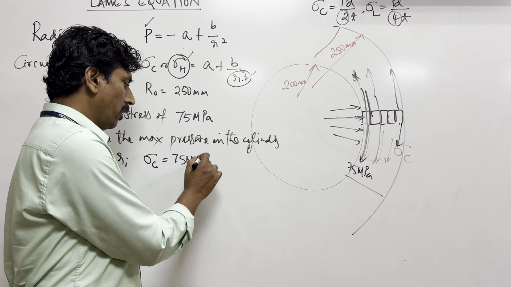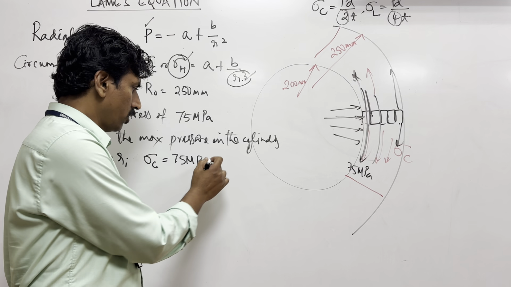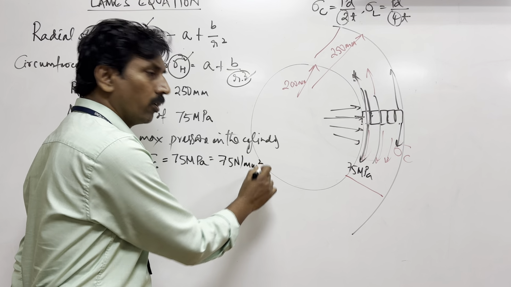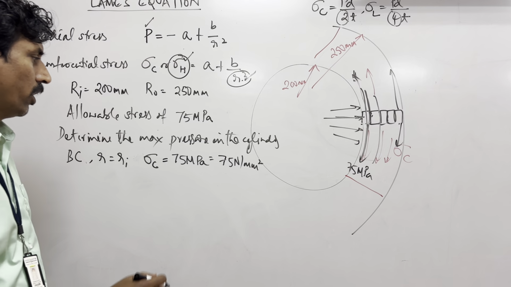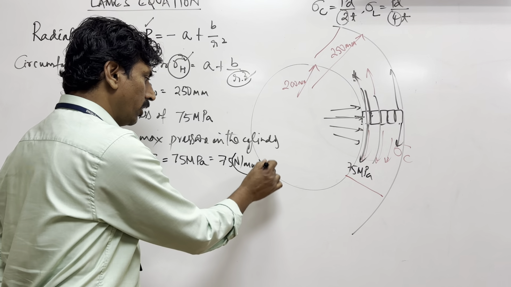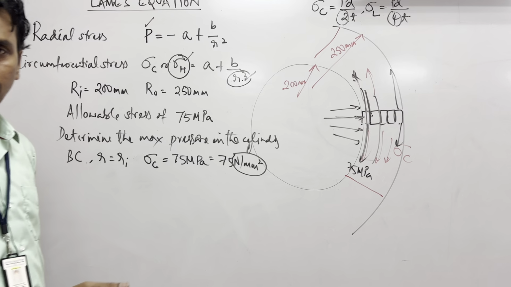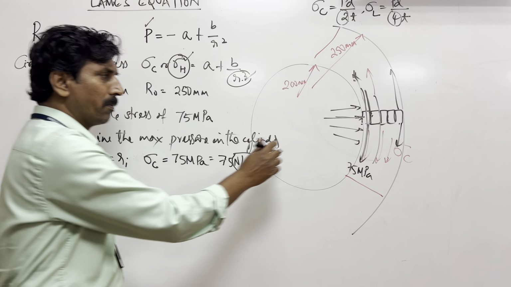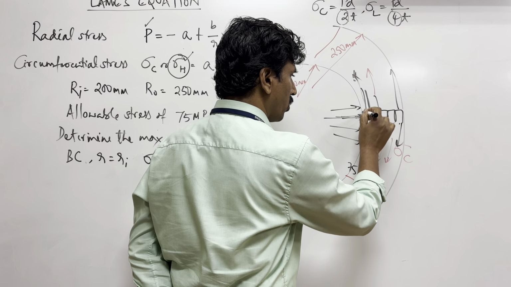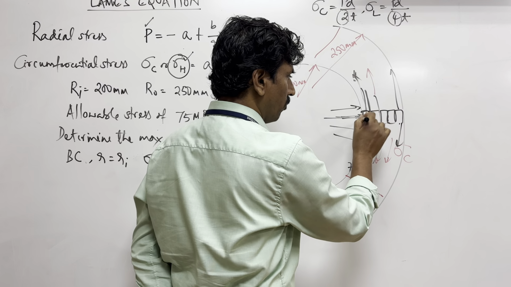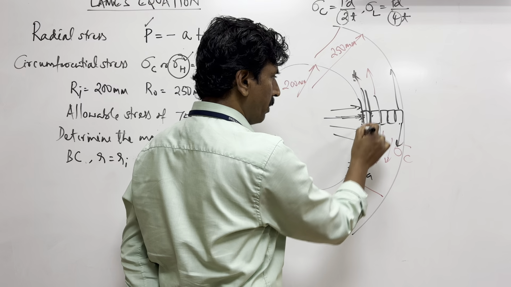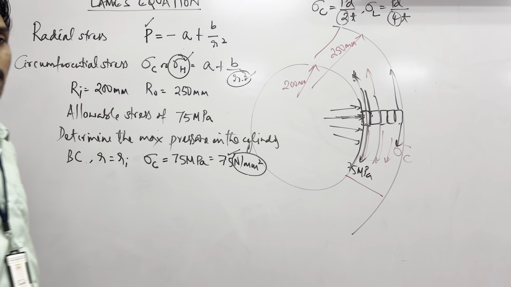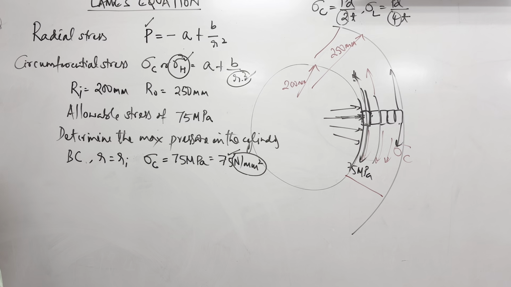So basically P is Newton per meter square. So you can simply write this as 75 Newton per mm square. Here you understand that the unit is the same as the stress, so you can substitute this as stress. Basically this material is stressed. The element at the inside of the cylinder is being stressed by a stress of 75 Newton per mm square. That is what you understand.